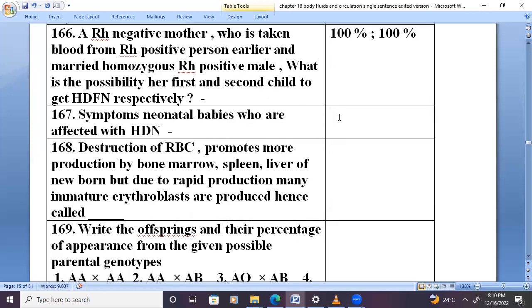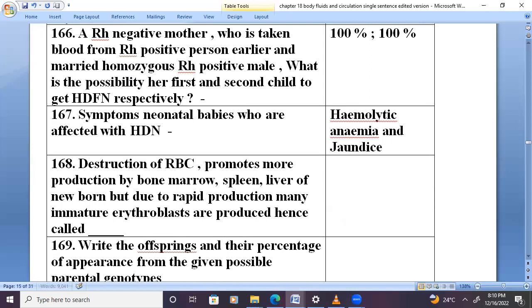Symptoms of neonatal babies who are affected with HDN: hemolytic anemia and jaundice. Destruction of RBC promotes more production by the bone marrow, spleen and liver of the newborn, but due to rapid production, many immature erythroblasts are produced, hence the disease is called erythroblastosis fetalis.